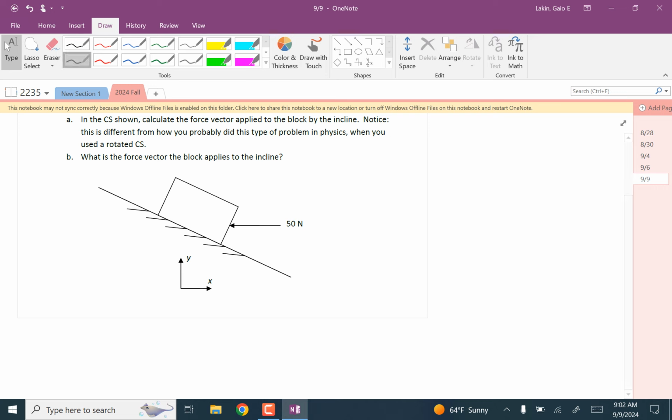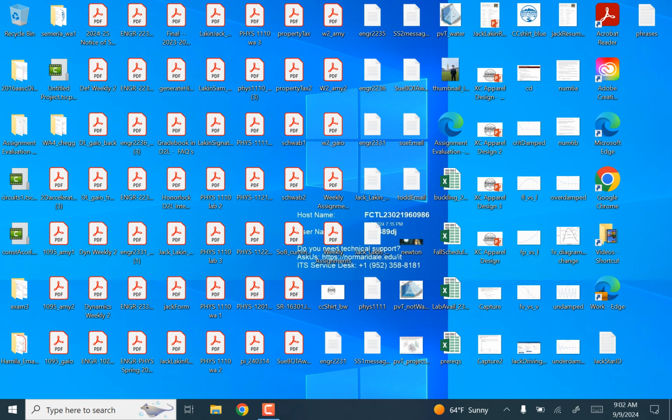So watch this. This is like magic. Okay, we're gonna say part C: split it up into a normal component and a parallel component.